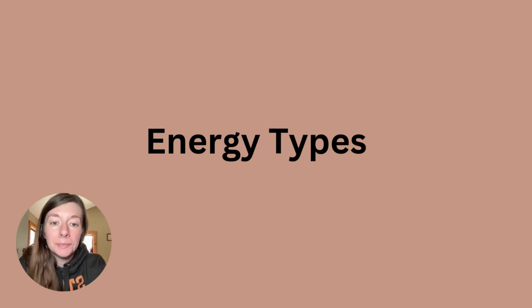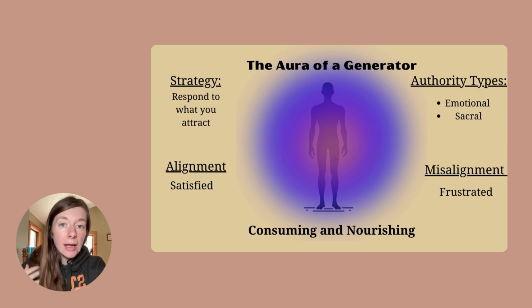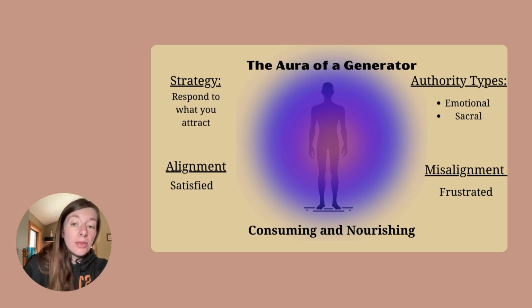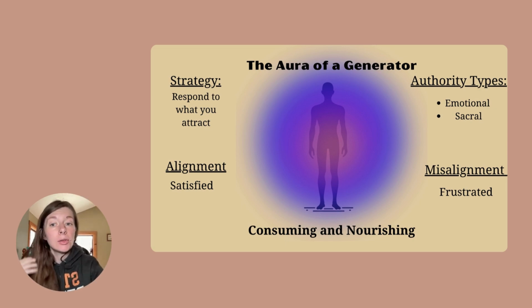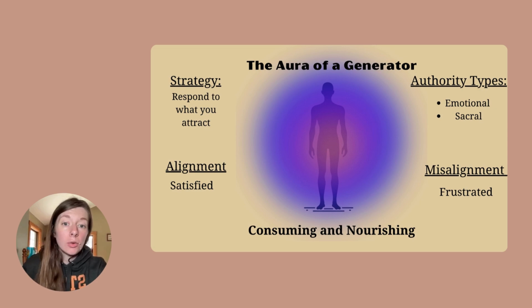So let's go. We're starting off hot with generator auras. If you're a manifesting generator, this will apply to you. However, you'll see when we get to a manifesting generator aura, it's a hybrid type. So it dominantly is the generator type, but there'll be a little bit more to go on after. All right. So y'all have consuming and nourishing aura.